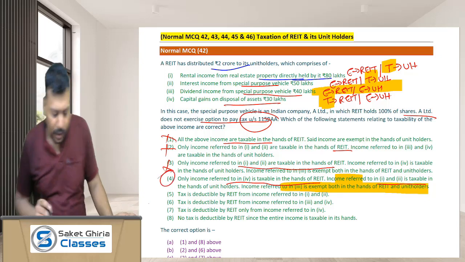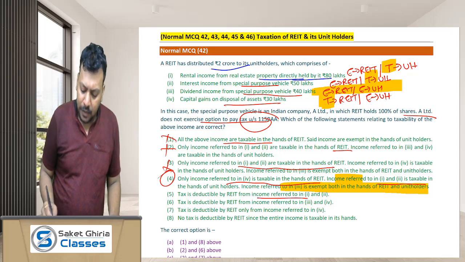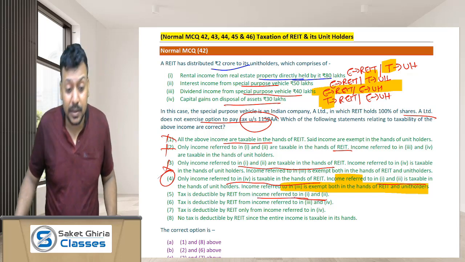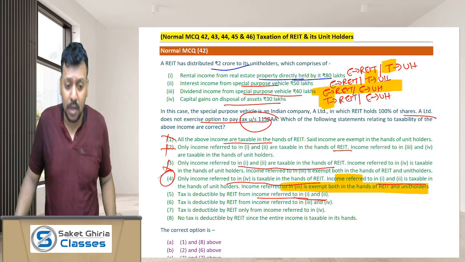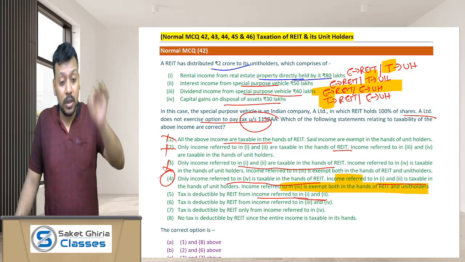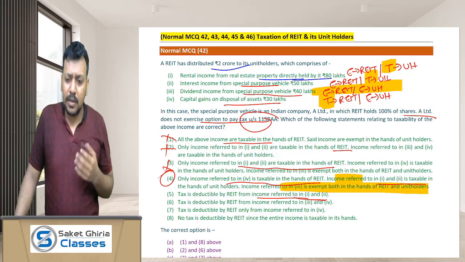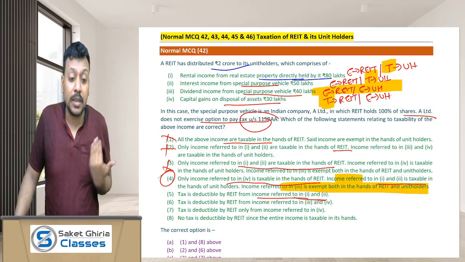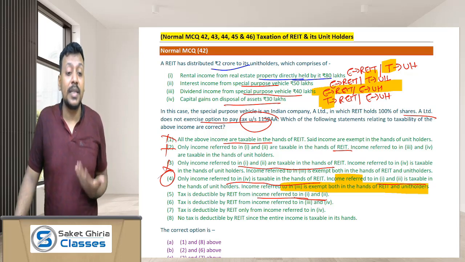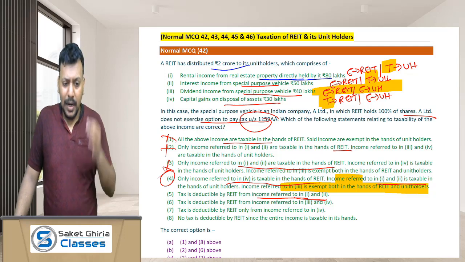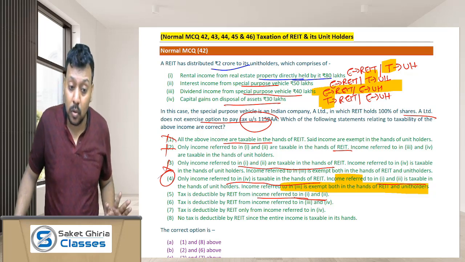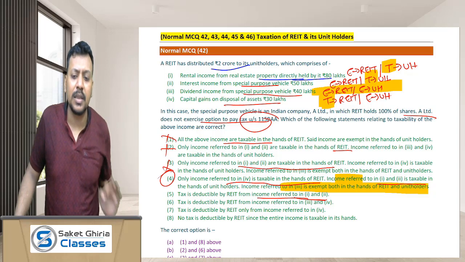Okay. Tax is deductible by RIT from income referred in 1 and 2. Dear friends, RIT has to make TDS on the payment made to unit holders, but only for those income which is taxable in the hands of unit holders. If any income is exempt in the hands of the unit holders, then how can you make TDS on such income? Okay, so TDS would be made by RIT only on those income which is taxable in the hands of unit holders.